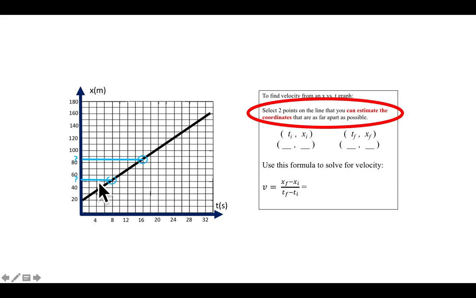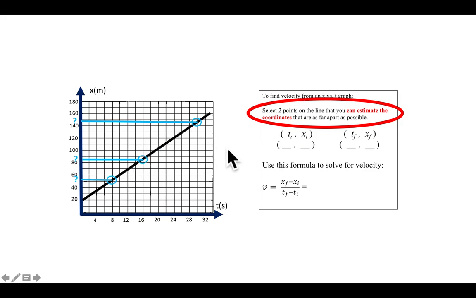Here's another one that's an example of a coordinate that you would not want to choose. It is at about 16 seconds. However, we'd have to estimate it at about 85. And the last one that is a poor example is at about 30 seconds. The coordinate appears to be about 148 or 149. But again, none of these are particularly good choices.